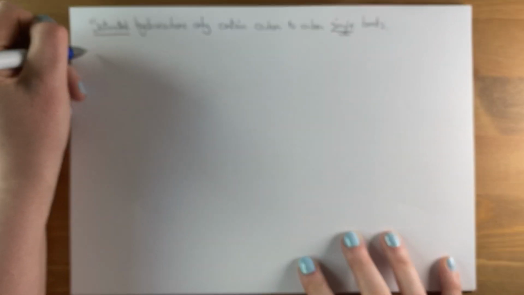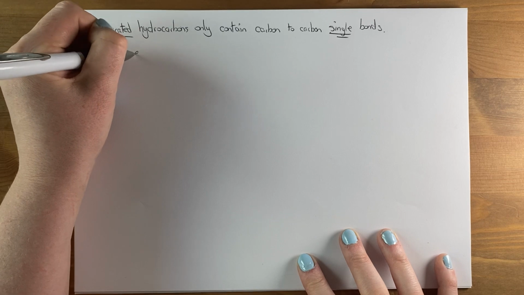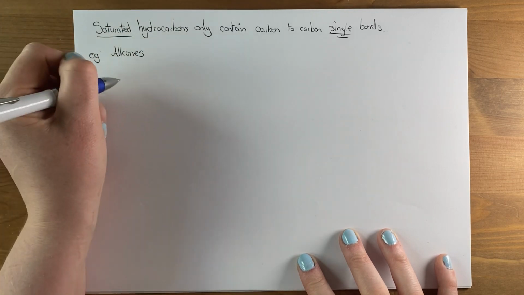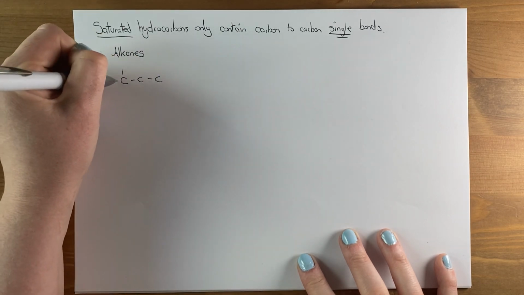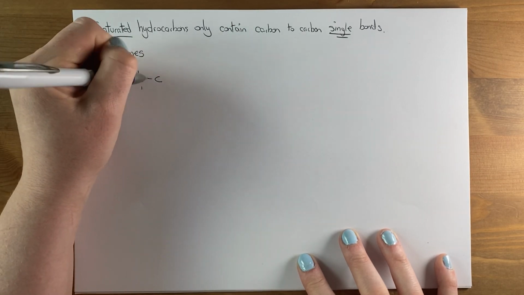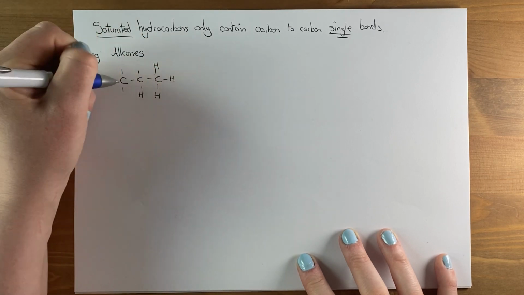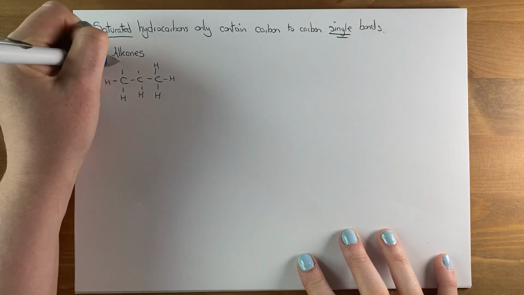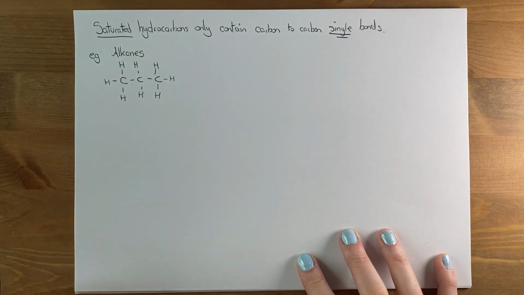So, alkanes. These are saturated because alkanes only have carbon-to-carbon single bonds in their chains. So, here's propane as an example. The bonds between the carbons are all single bonds, no double bonds at all.